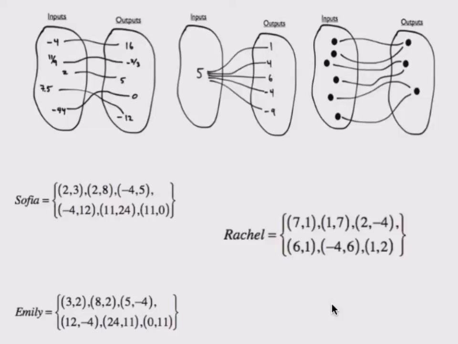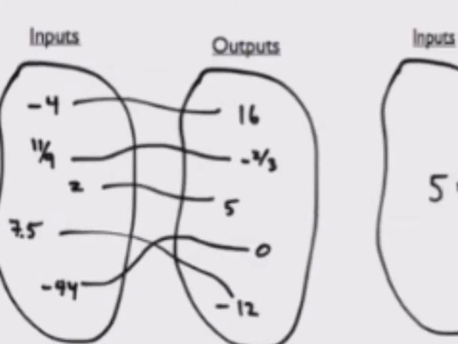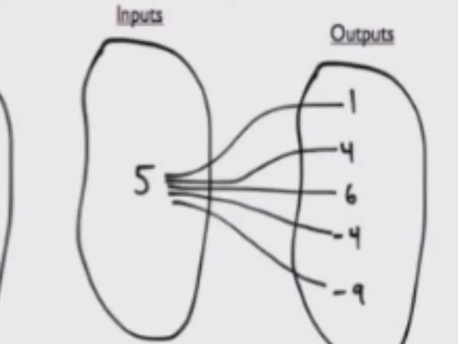Okay, looking at the first function in the upper left, it looks like every input has exactly one arrow going to exactly one output. So yes, that first relation is a function. Looking at our middle mapping diagram on top, I see that the single input 5 has 1, 2, 3, 4, 5 different outputs coming from it. This guy is so far from being a function. No way, not a function.